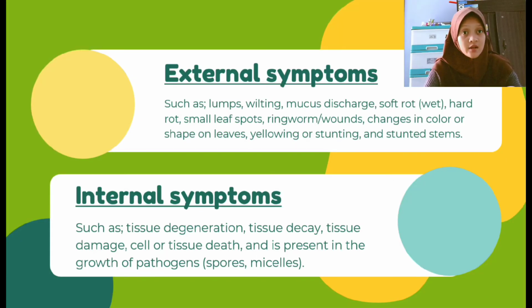Next, external symptoms and internal symptoms. External symptoms such as lumps, wilting, mucus discharge, soft or wet root, hard root, small leaf spots, ringworm or wounds, change in color or shape on leaf, yellowing or stunting, and stunted stems. Internal symptoms such as tissue degeneration, tissue decay, tissue damage, cell or tissue death, and the presence of growth of pathogen, spores, and mycelia.